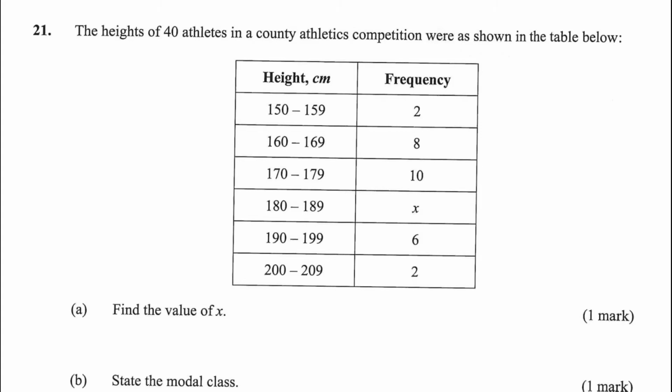We are now looking at question number 21. The question reads, the heights of 40 athletes in a county athletics competition were shown in the table below. Height in centimeters, frequency: 150 to 159, 2; 160 to 169, 8; 170 to 179, 10; 180 to 189, X; 190 to 199, 6; and 200 to 209, 2.